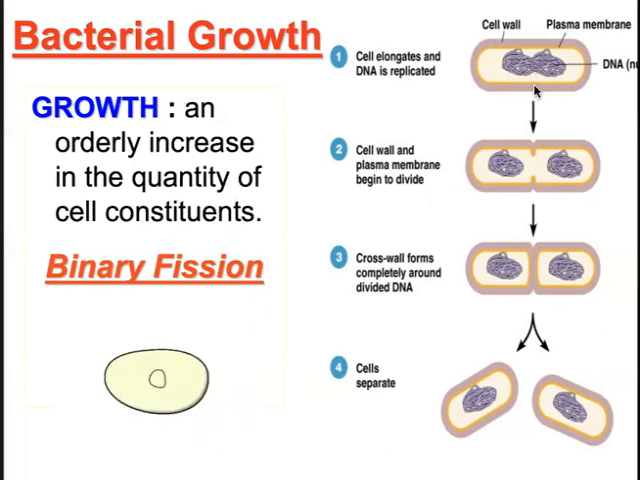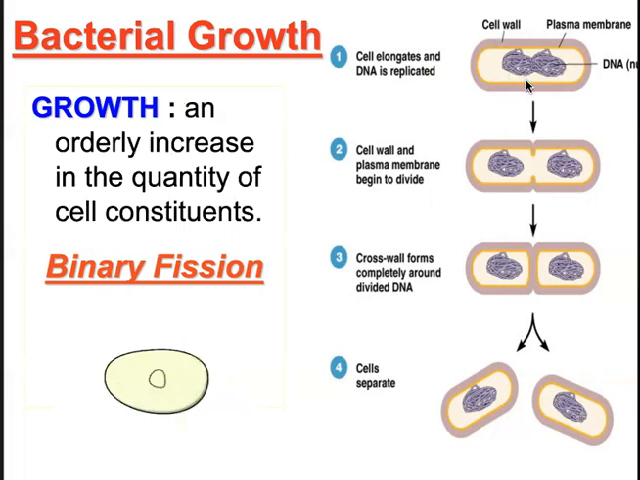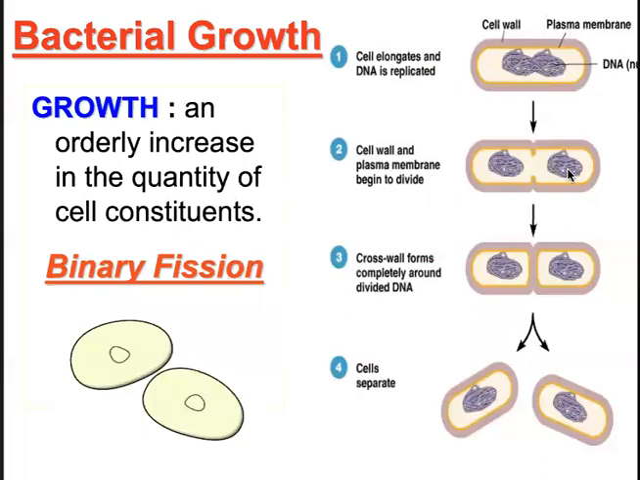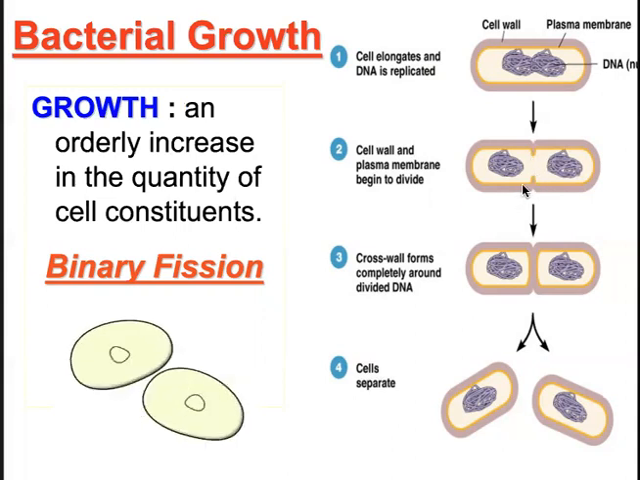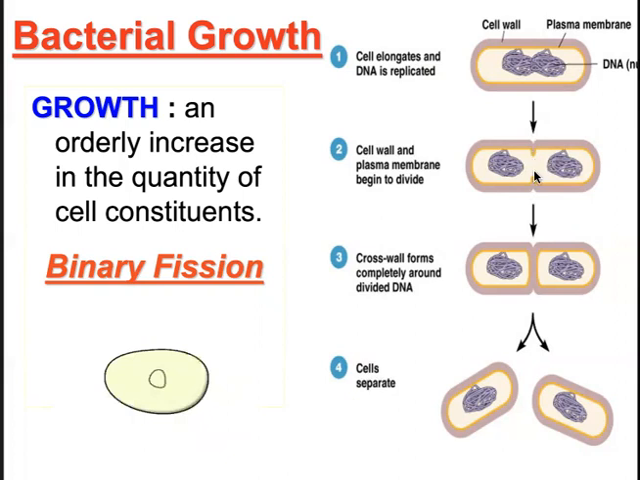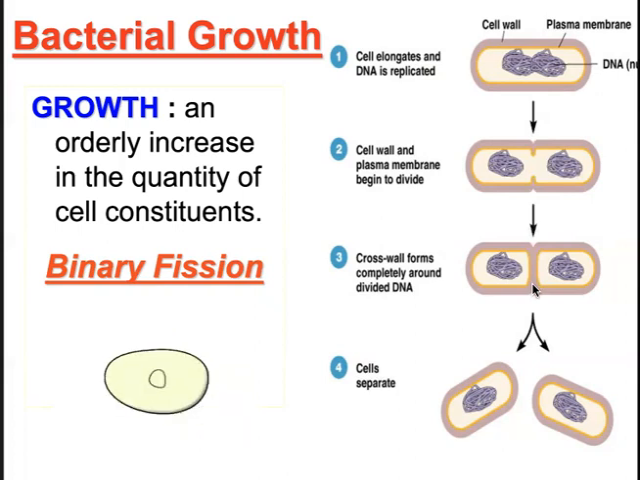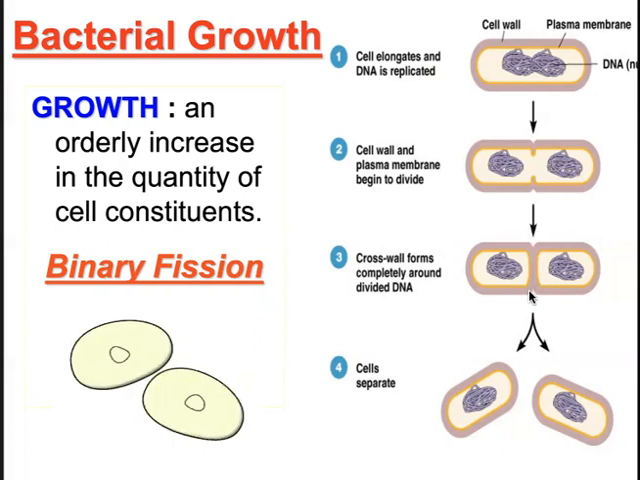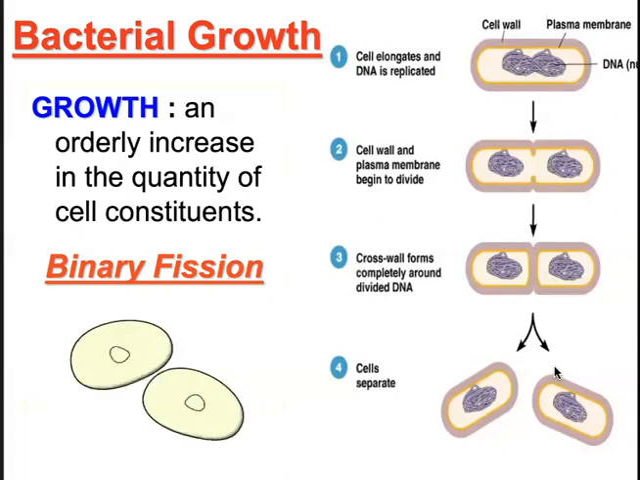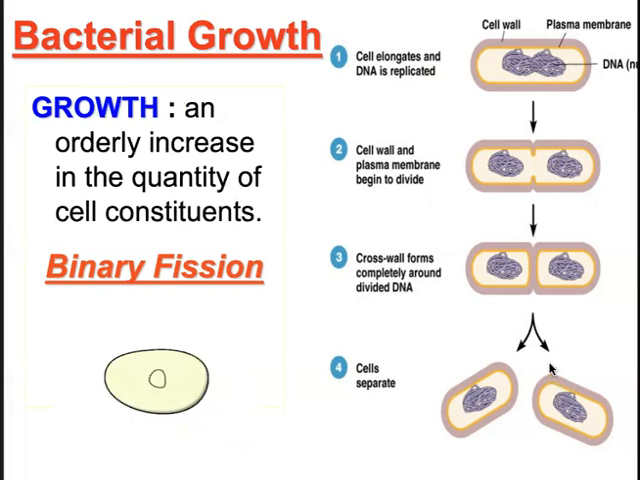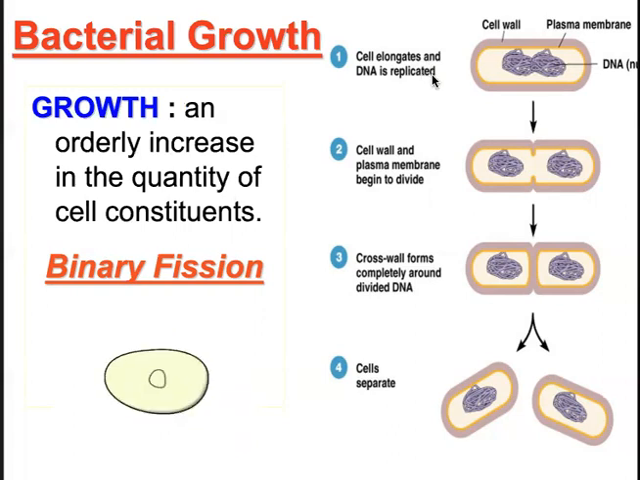And then it starts to elongate, no? It would stretch out to accommodate the size of the genetic material that's being replicated. And then the cell wall and the plasma membrane would start to invaginate, no? Nagkakaroon ng cleave. It would start to show the early beginnings of a division. And then eventually, cross walls will be formed, and it would be able to divide the cell completely into two daughter cells. Simple lang, di ba? Wala na yung telophase, metaphase, at kung ano-ano pang phases ng mitotic division ng human cell. So, napakasimple. Kaya napakabilis nilang mag-multiply.